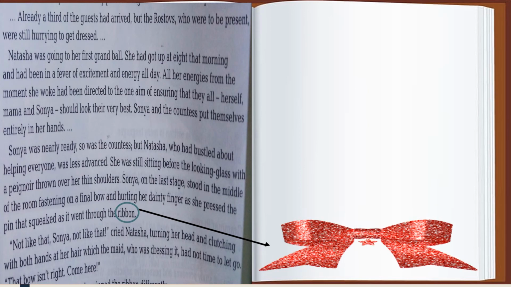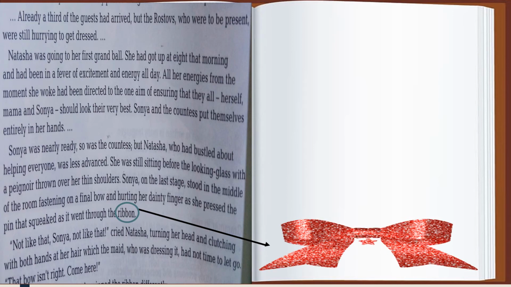In the next paragraph, we read about Natasha's excitement because it was her first grand ball. As I told you, her mom and Sonia put themselves entirely in her hand. So, they were nearly ready, but Natasha was late. Why? As I told you, because she was busy helping her mom and Sonia. The last scene that we saw in this paragraph was when she tried to fix the ribbon with Sonia.